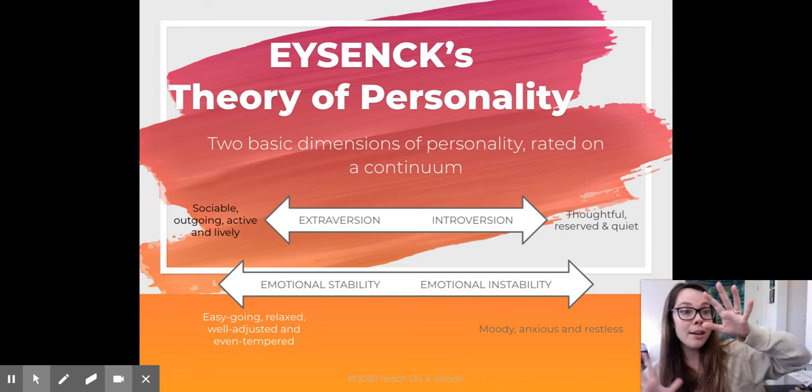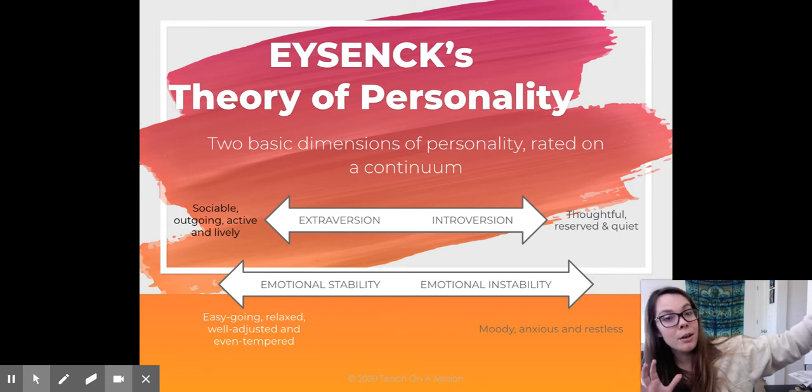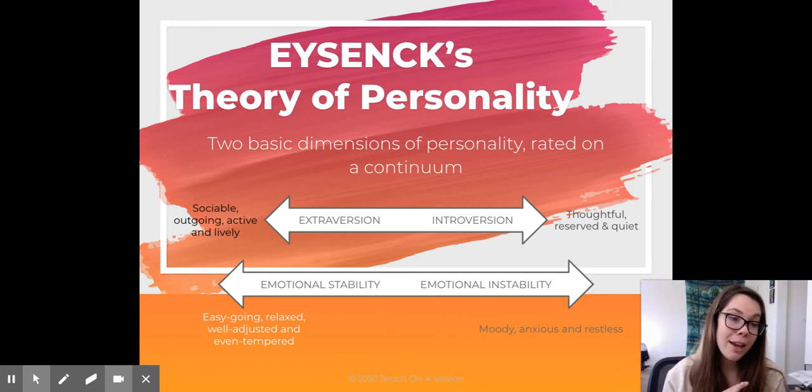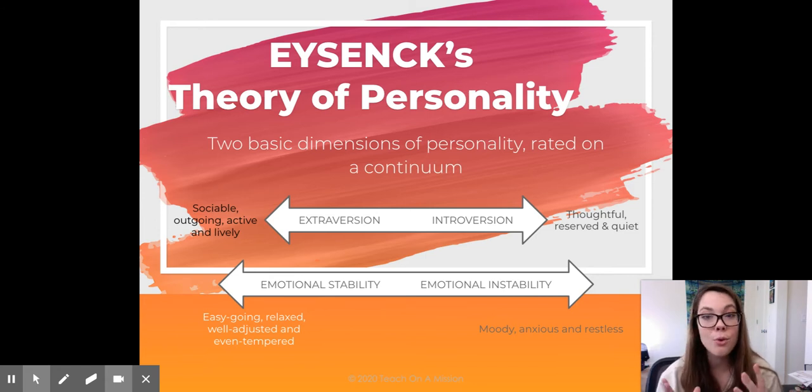Anyway, on our other end, we have emotional instability, which is people who are moody, anxious, restless. Emotional instability doesn't mean you're emotionally unstable. It just means that you are kind of battling different moods. And it goes with emotional intelligence, right? So you want to have a really good grasp on your feelings.